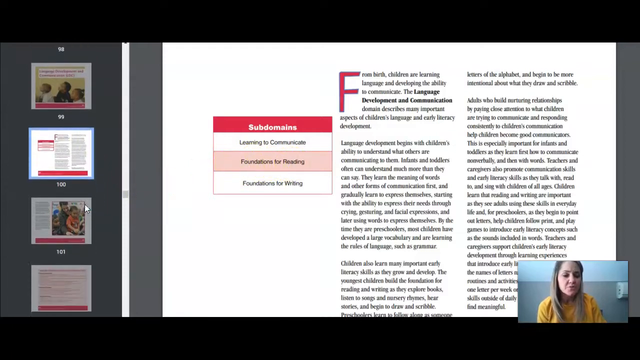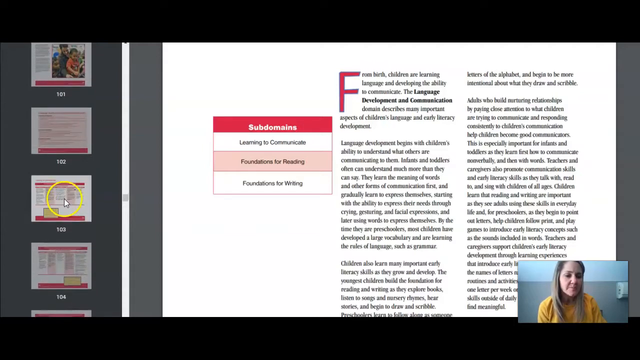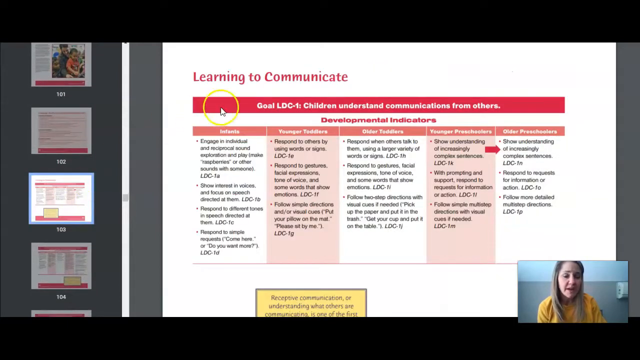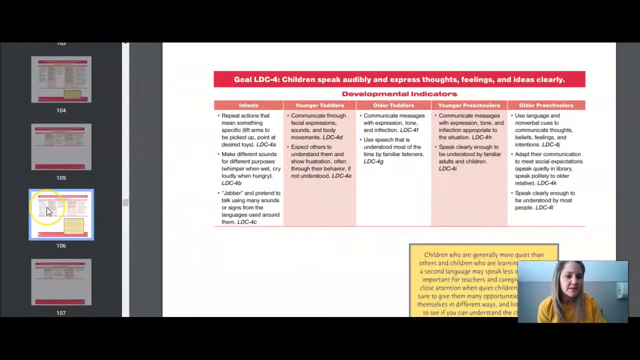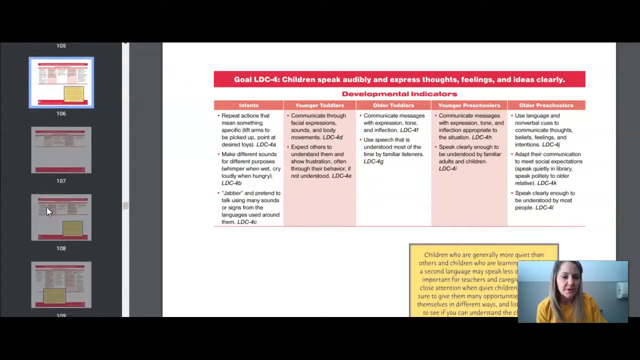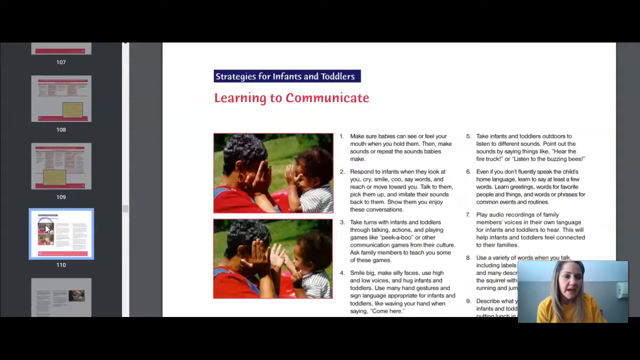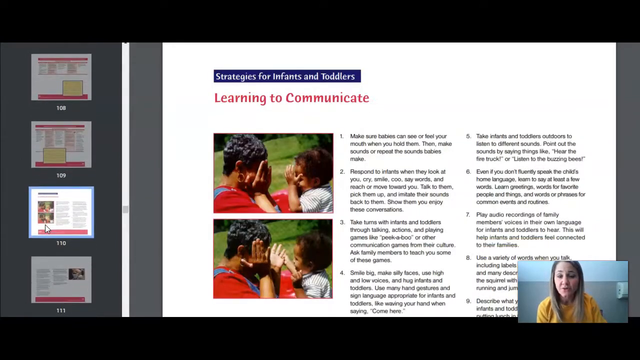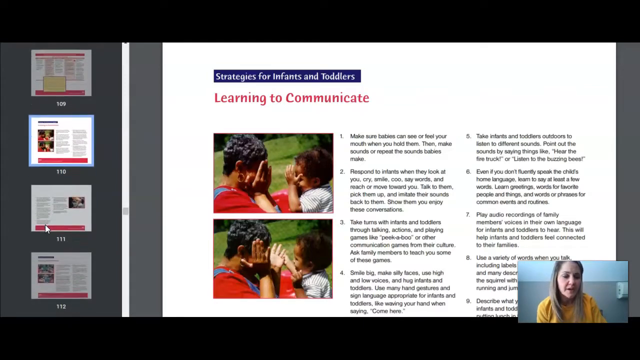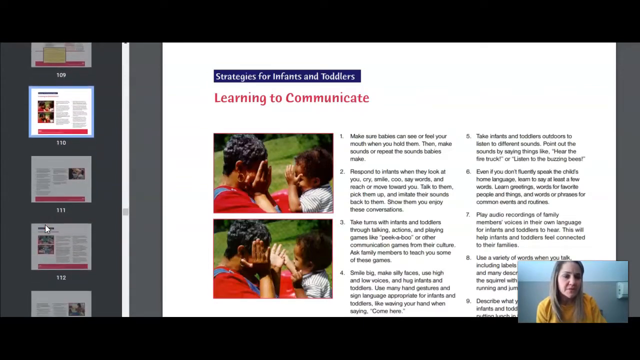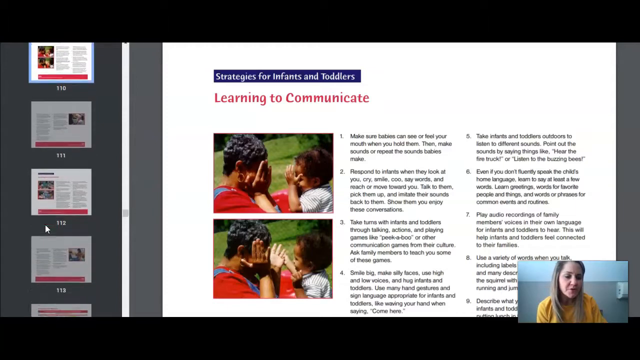So I'm going to scroll down on the sidebar. The first subdomain is learning to communicate. So now I'm going to go past those. That's still learning to communicate. And here are your strategies for learning to communicate for infants and toddlers. That's something that you're going to do in EDU 250 during that week as well. You're going to read about those things.